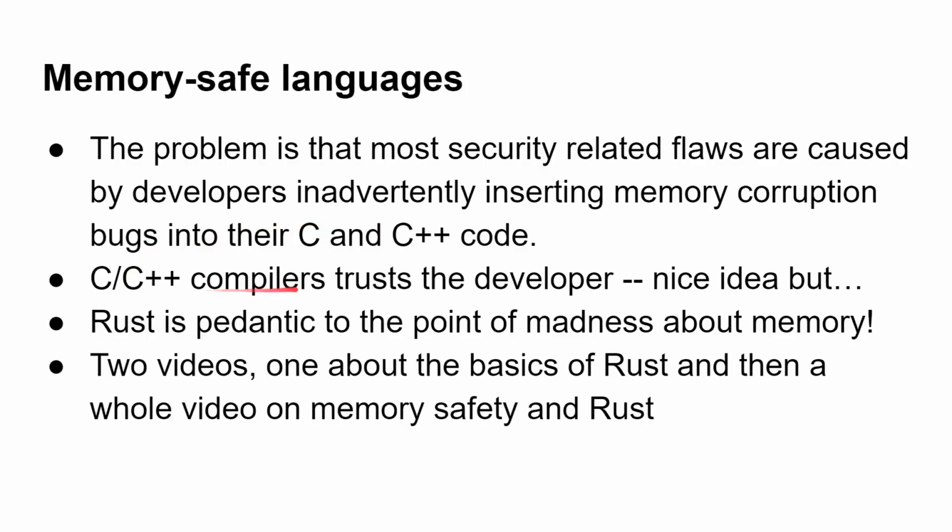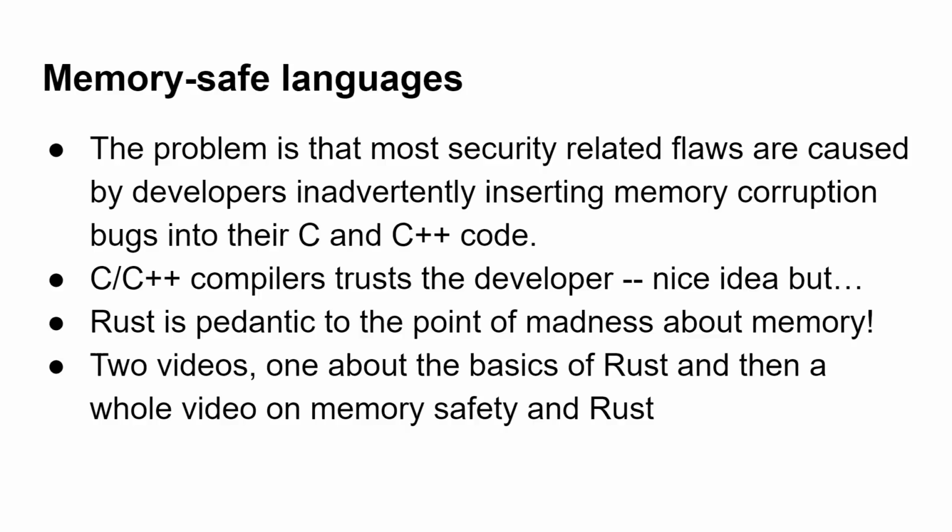Now, the problem is that C compilers trust the developer. So in C, basically, you can shoot yourself in the foot and that's perfectly okay. Now, that's a nice idea because you have complete control. You can do whatever you want. However, it does expose software to these software-related flaws. On the other hand, Rust is pedantic about memory. In fact, it's pedantic to the point of madness about memory allocation, about pointers, about how memory is used, buffer overruns. It really is memory safe to the point of madness.